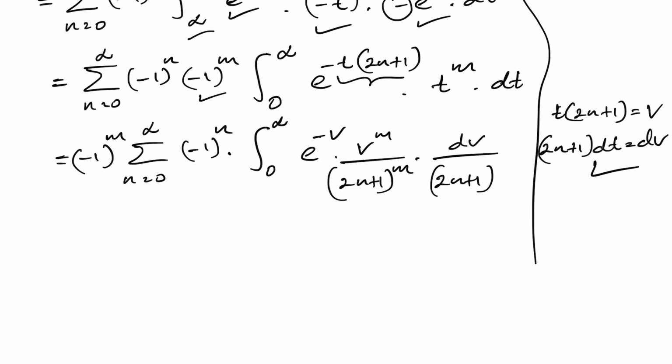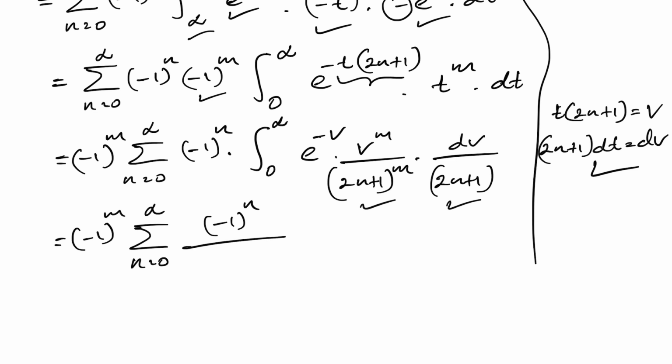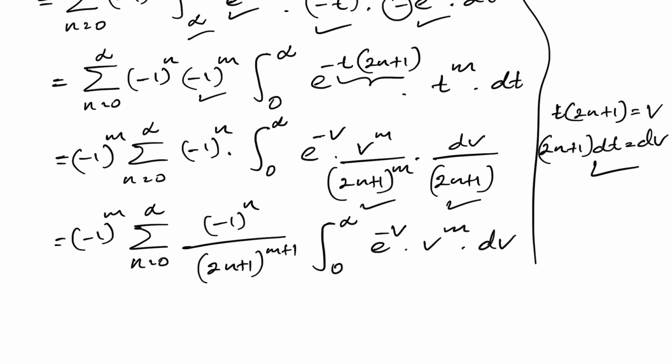Then we have minus 1 to the m, times the sum from n equals 0 to infinity of minus 1 to the n power. Now we have (2n plus 1) raised to the m power and another 2n plus 1, so we can take (2n plus 1) raised to the m plus 1, then the integral from 0 to infinity of e to the minus v times v to the m, dv.